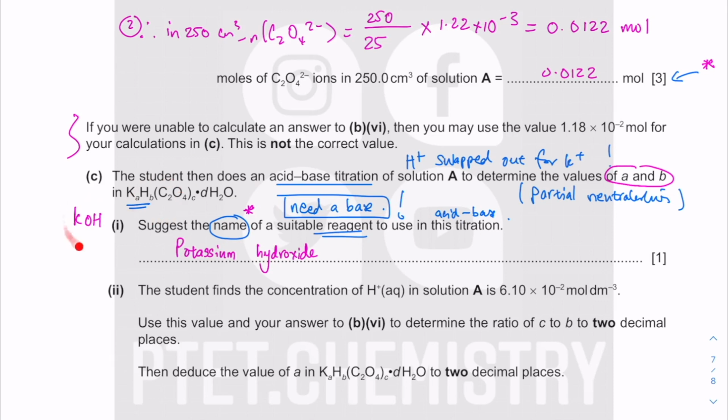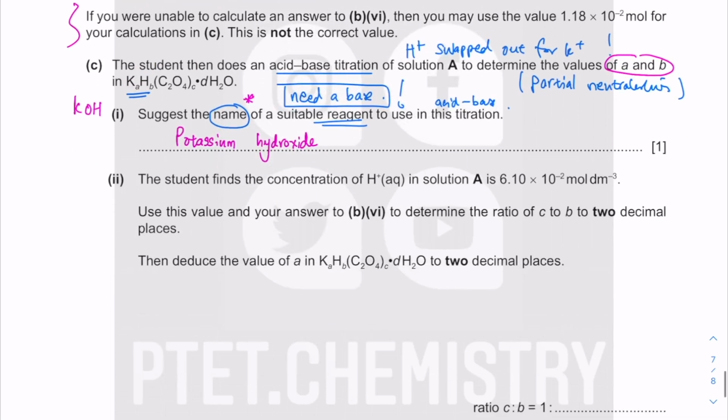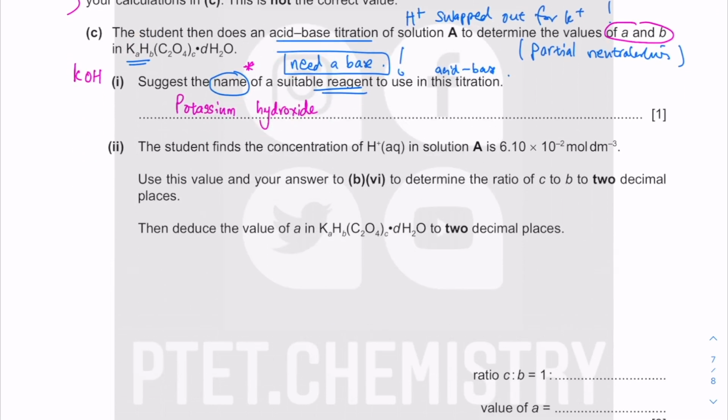And knowing how much potassium hydroxide is needed and knowing how much of this reacts, then you can find out how much acid there is remaining, and therefore how much of the K+ is actually in there as well. So this is a very good kind of question. So the student finds the concentration of H+ in solution A to be whatever that is. So that is your H+ concentration.